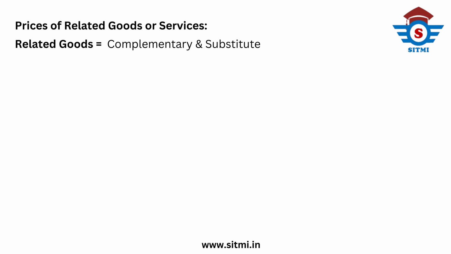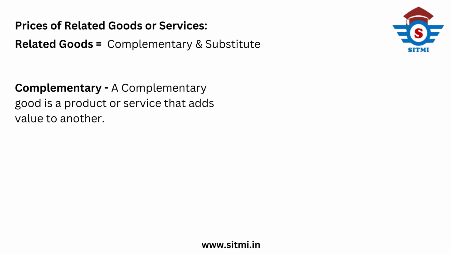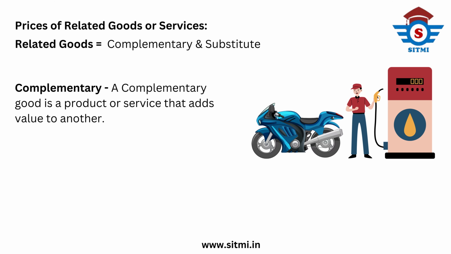First is complementary goods, second is substitute goods. Now what is the difference between complementary and substitute goods? A complementary good is a good or product that adds value to another good when they are consumed together. For example, petrol is a complementary good for bikes. Another example is washing powder is a complementary good for the washing machine.